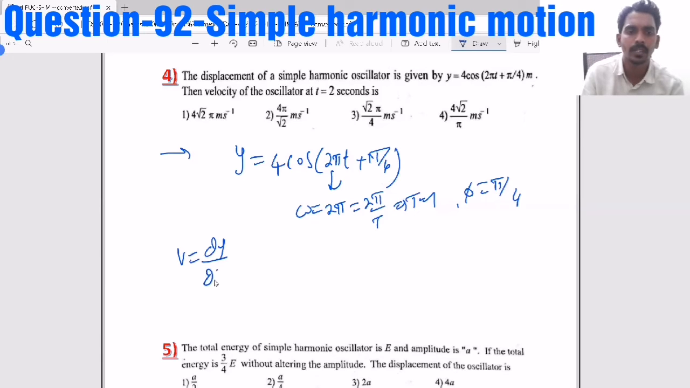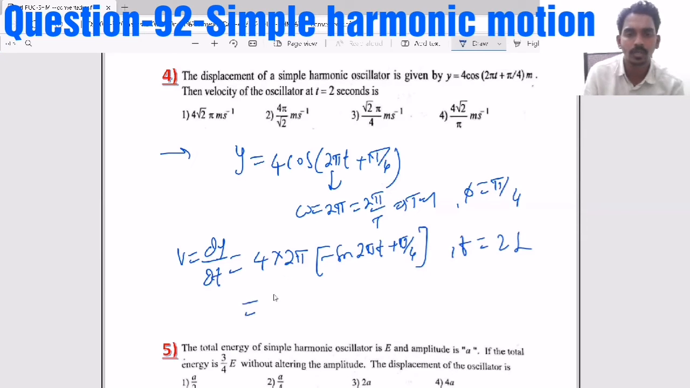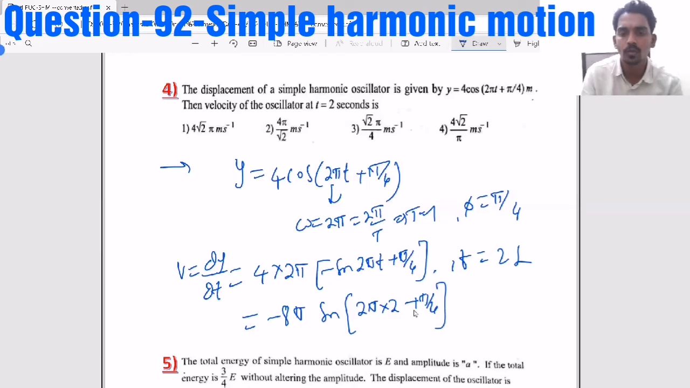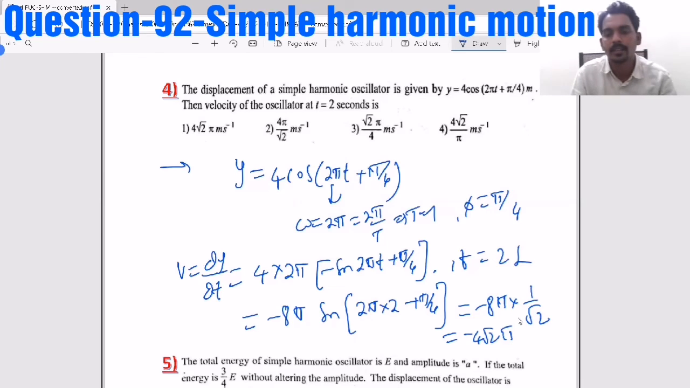Velocity means what? dy by dt. If you differentiate, the t coefficient will become the multiplier. So 4 into 2 pi into cos will become minus sine(2 pi t plus pi by 4). Now they are asking at t equal to 2 seconds. So substitute it. Minus 8 pi sine of (2 pi into 2 plus pi by 4). Now sine(4 pi plus pi by 4) means sine pi by 4 only. So minus 8 pi into sine pi by 4, which is 1 by root 2. So it will become minus 4 root 2 pi. So magnitude you just consider it: 4 root 2 pi.